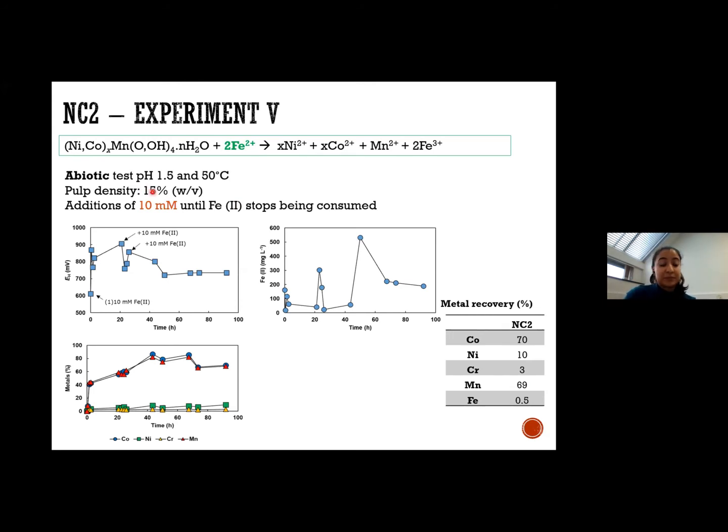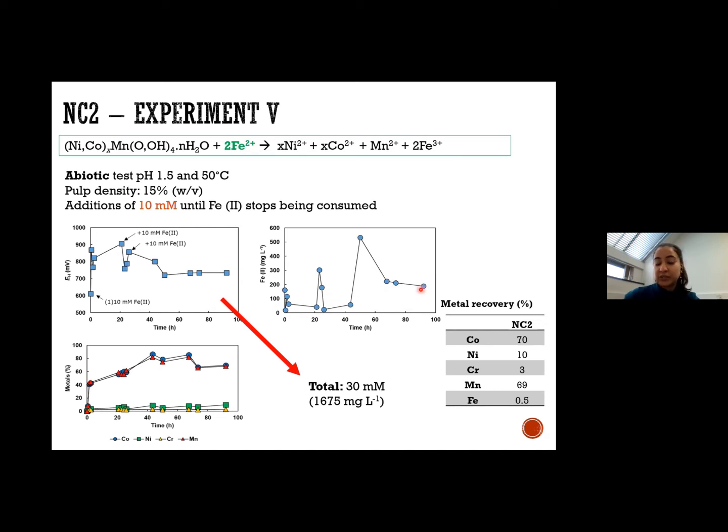And what we did in this case was, instead of adding limonite, we added ferrocene to see how much ferrocene we would need for these two purposes. And in total, we needed 30 millimolar, because you can see here that ferrocene is added and then completely consumed, and then added again, and then consumed to a certain extent, and then it kept the same concentration.